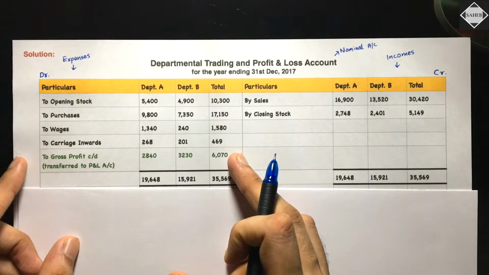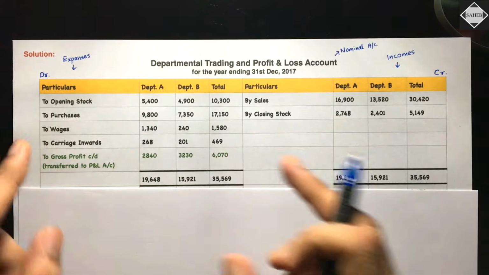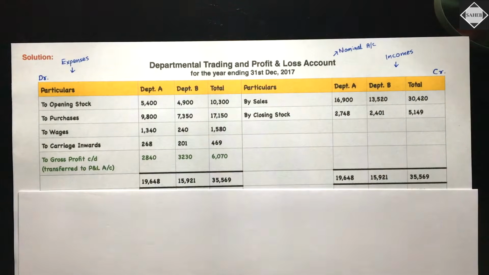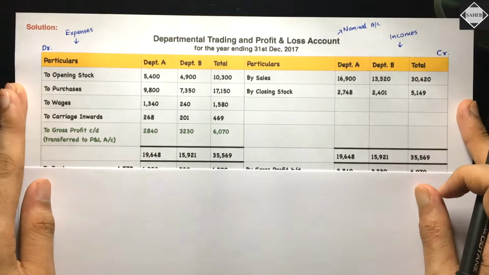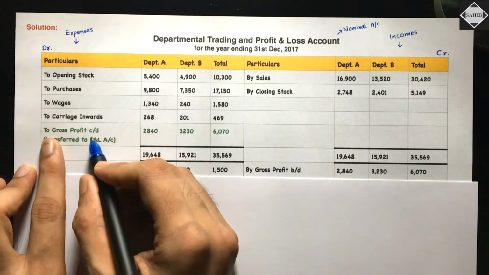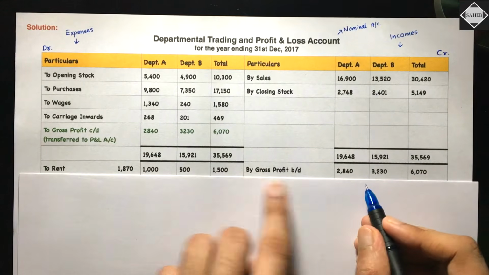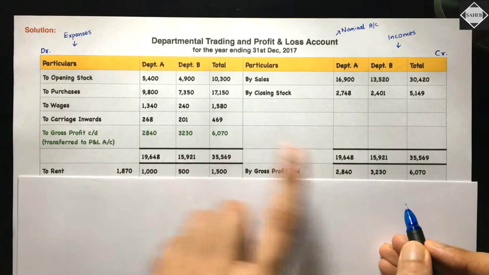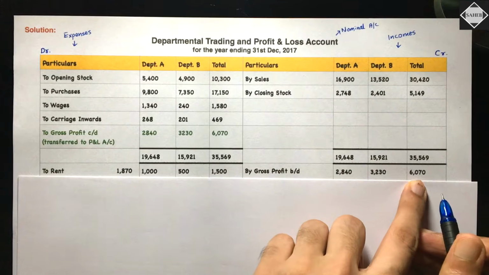Then what will happen to this gross profit? This will be transferred to the profit and loss account. Trading account is finished. Right over there we begin the profit and loss account. So see here, profit and loss account started. By gross profit brought down. Here it was carried down, now brought down. The same thing, 2,840, 3,230, 6,070, exact copy paste.